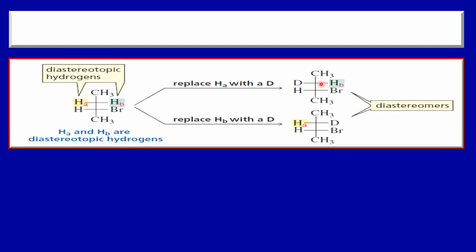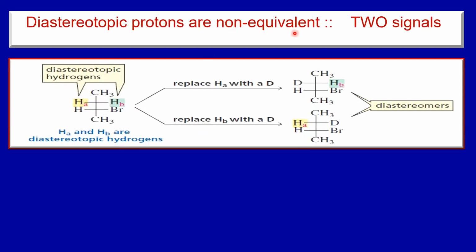So look at here, diastereomers. So therefore we call them as diastereotopic hydrogens. And remember, diastereotopic hydrogens are non-equivalent. They will give 2 signals.